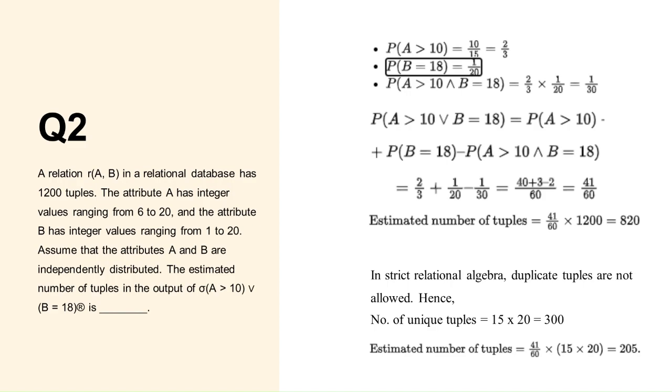To find the union, by the DBMS theorem, it would be the sum of the independent probabilities minus the intersection of both probabilities, which gives us the final answer 41 by 60, and the estimated number of tuples would be 41 by 60 into 1200, equal to 820. But we need to remove the duplicate tuples, which are not allowed in relational algebra. Therefore, the number of unique tuples would be 15 into 20, as A has 15 integers and B has 20 integers, which gives us 300, and then multiplying it with 41 by 60 gives us 205. Therefore, the estimated number of tuples would be 205.